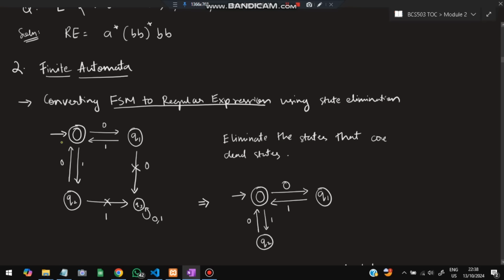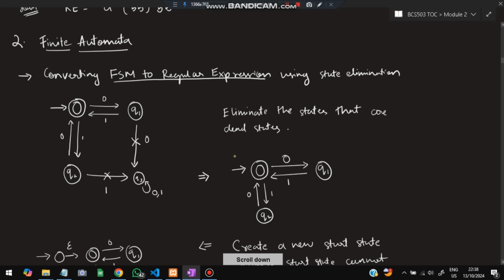So this is the question which is given to us. First step is to eliminate all the dead states. This is a dead state, right? Because from here you cannot go back. Wherever you cannot go back, that is called a dead state. So the dead state you have to eliminate. Once you eliminate the dead state, your figure will look something like this. So here we don't have the dead state.